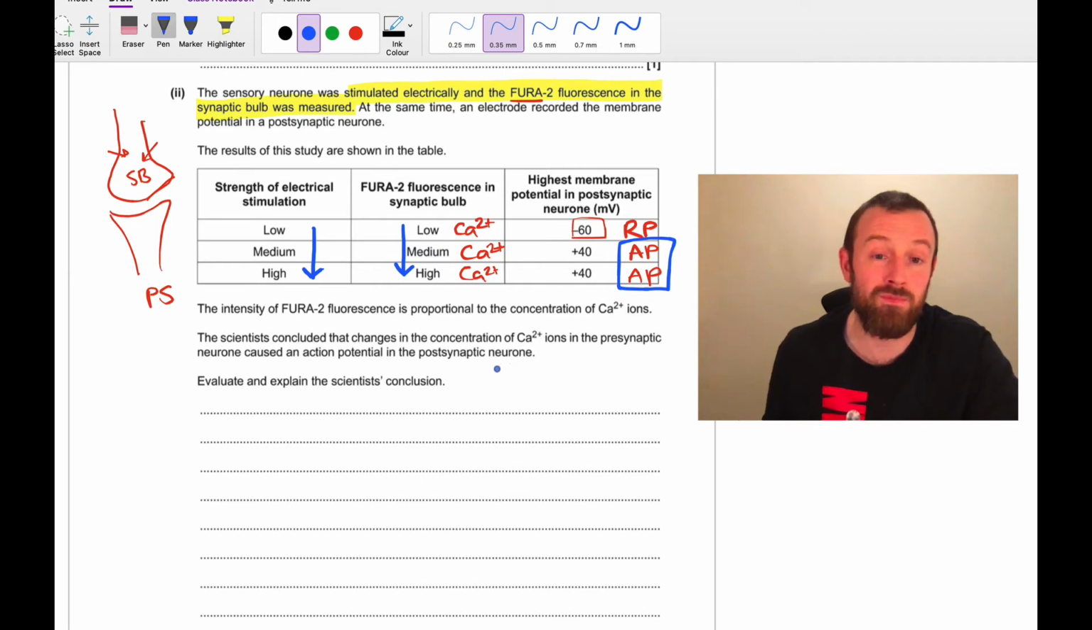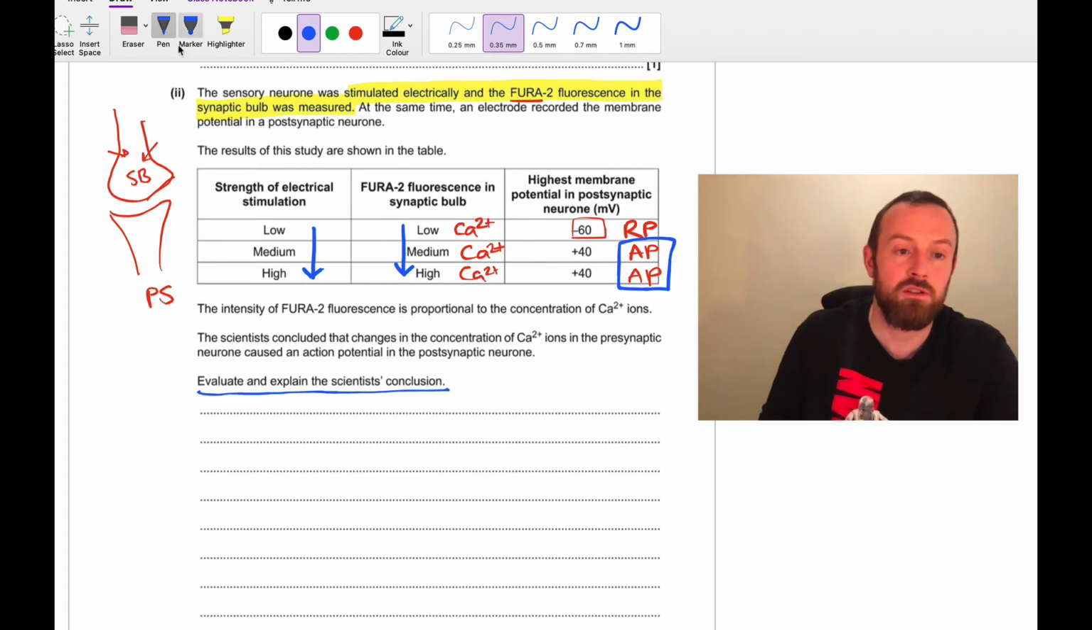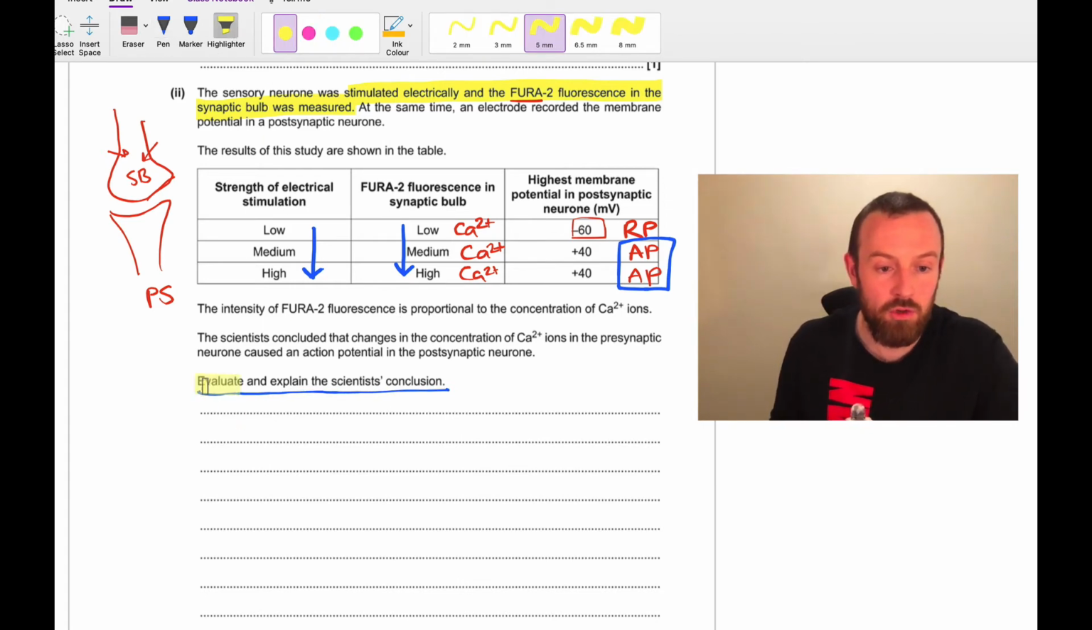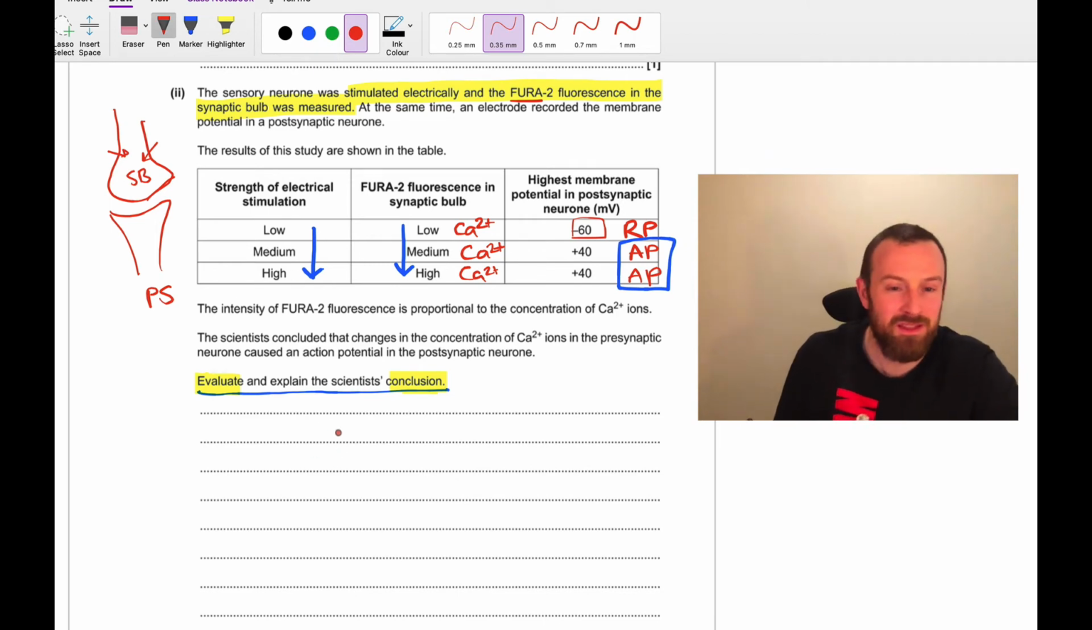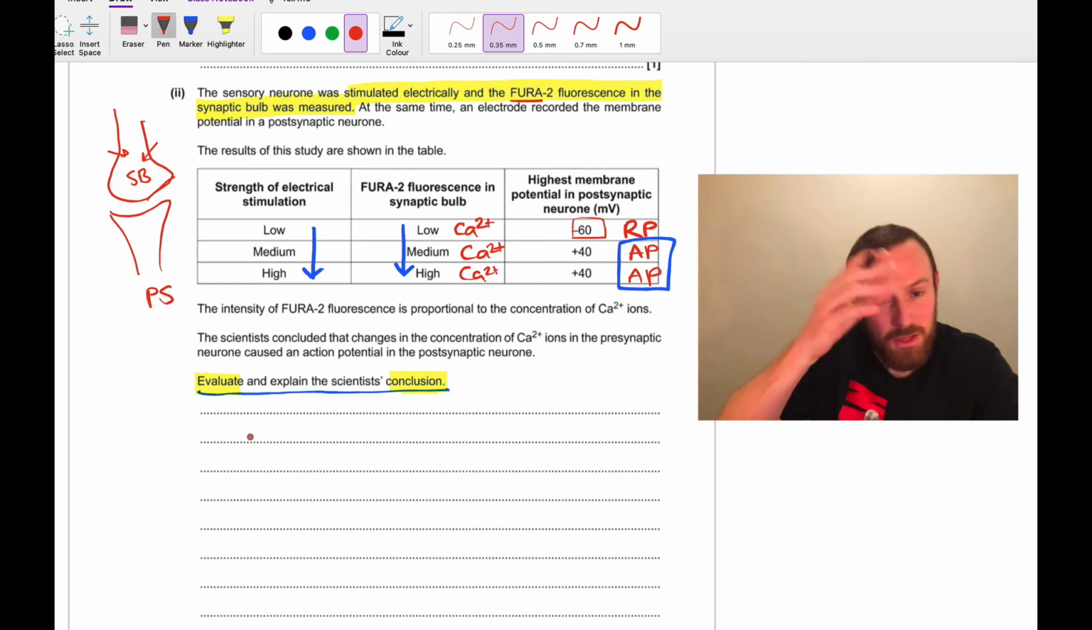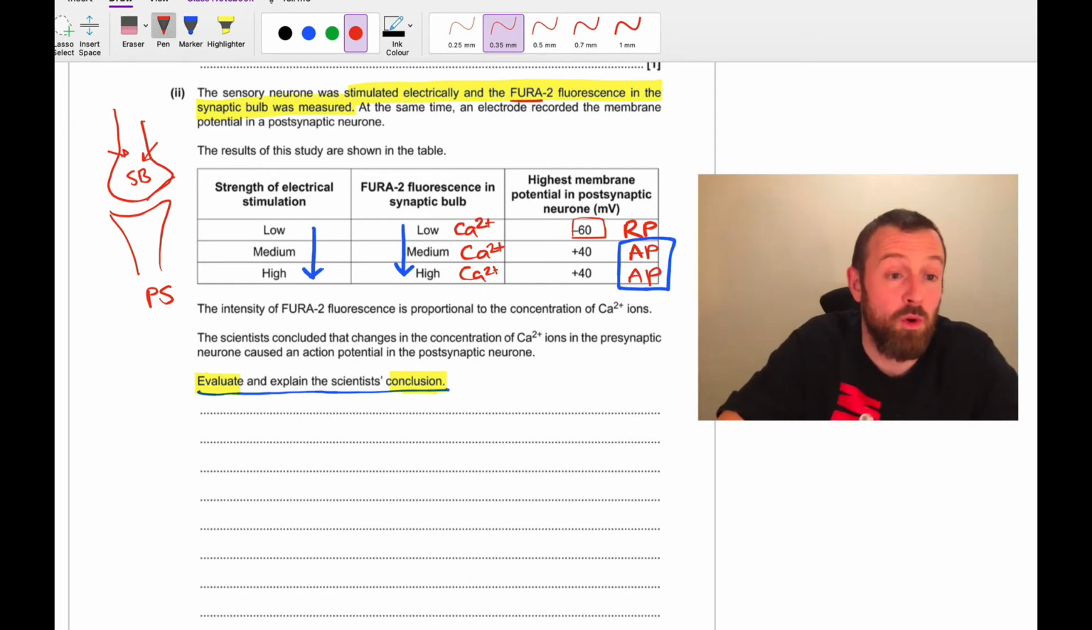So, it's so tempting to just say, yeah, I completely agree. But that's never what you need to do. Whenever you evaluate a conclusion, if you see those two words, evaluate and conclusion, you've got to say some positive and some negative stuff about it, okay? Now, generally speaking, it can be 50-50. In this case, maybe I think it's 75-25. And let's look at the mark scheme to see what they want you to say, okay?